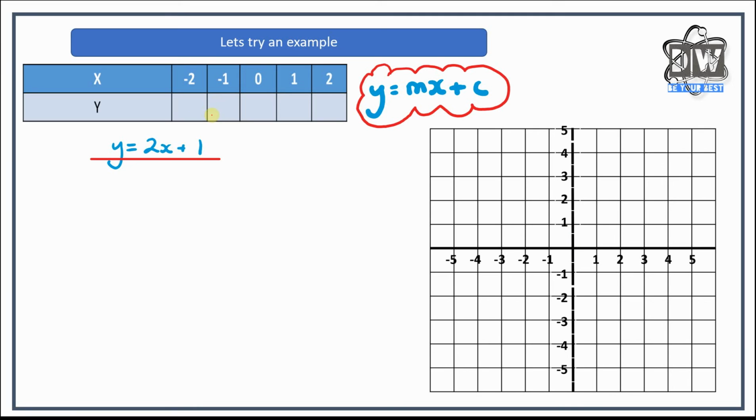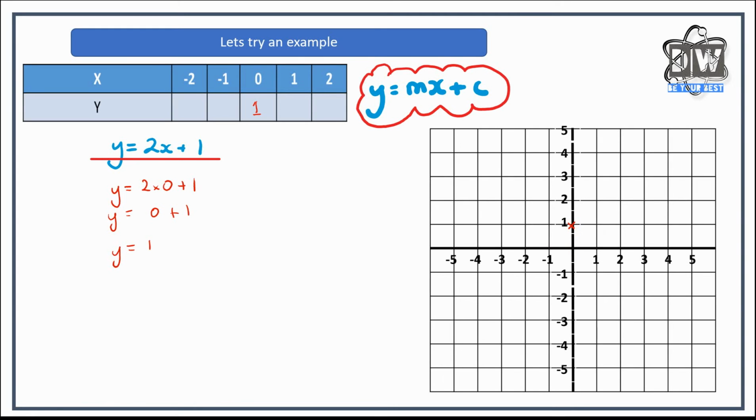So the first one is we're going to take away the x: y equals 2 times 0 plus 1. So 2 times 0 is 0. 0 plus 1 equals 1. So we can say that the y value for this one is 1. Okay, so that would be 0, 1. So I could plot that point there. Okay, x value of 0, which is here, and a y value of 1, which is here. So I go along the corridor and up the stairs.